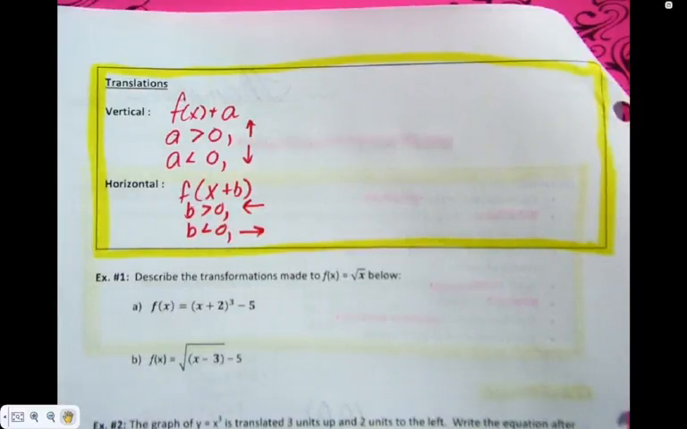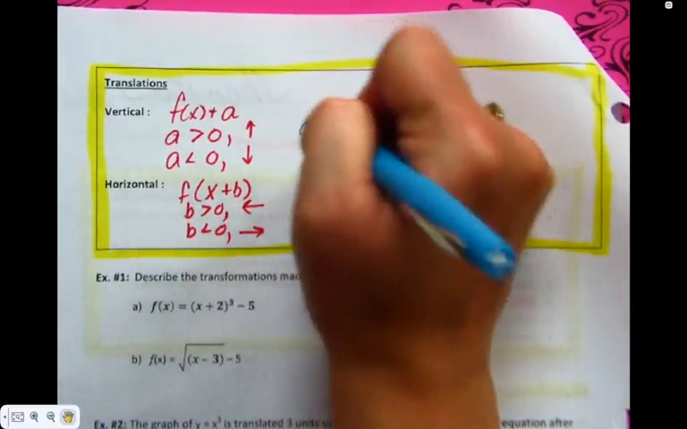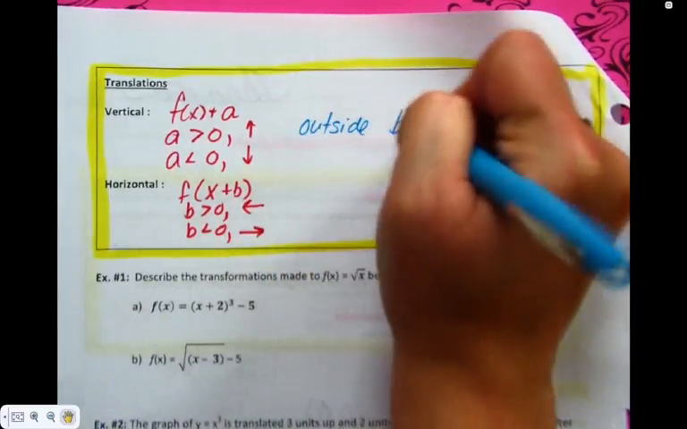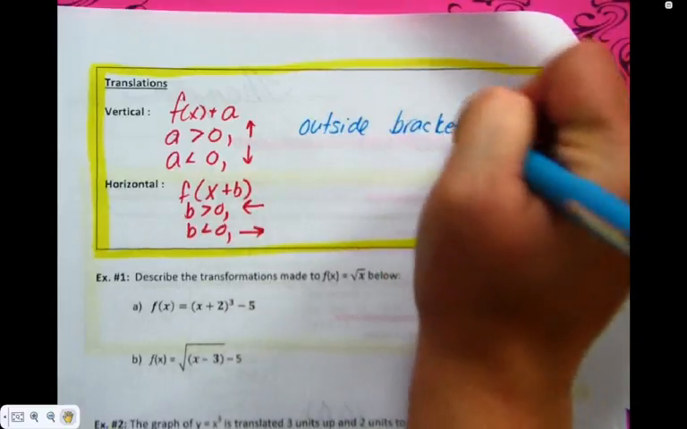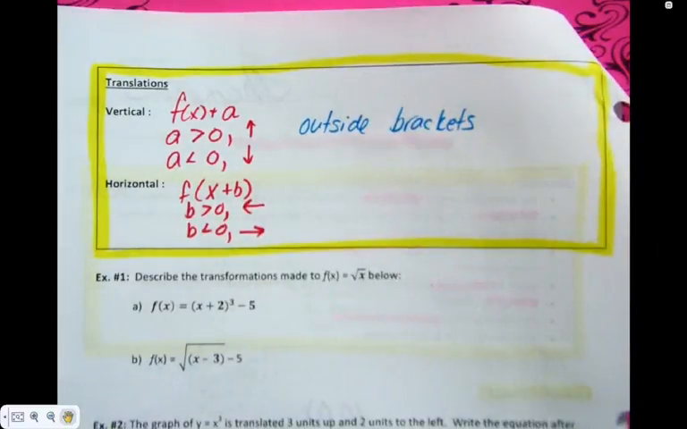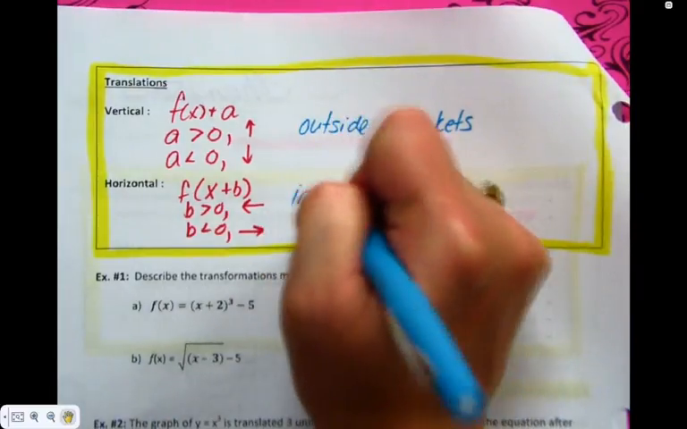Look at all that stuff I wrote, and I didn't really use any words. All I used is symbols. That's why mathematicians love symbols. How to tell the difference is this is outside brackets. Outside brackets is always going to be a vertical translation. It's an up and down movement. Conversely, horizontal is when the number is inside brackets.